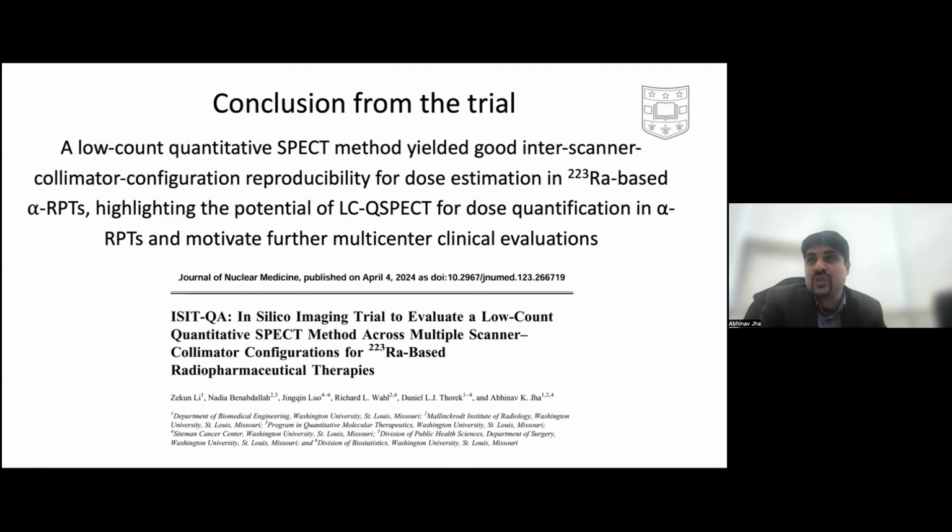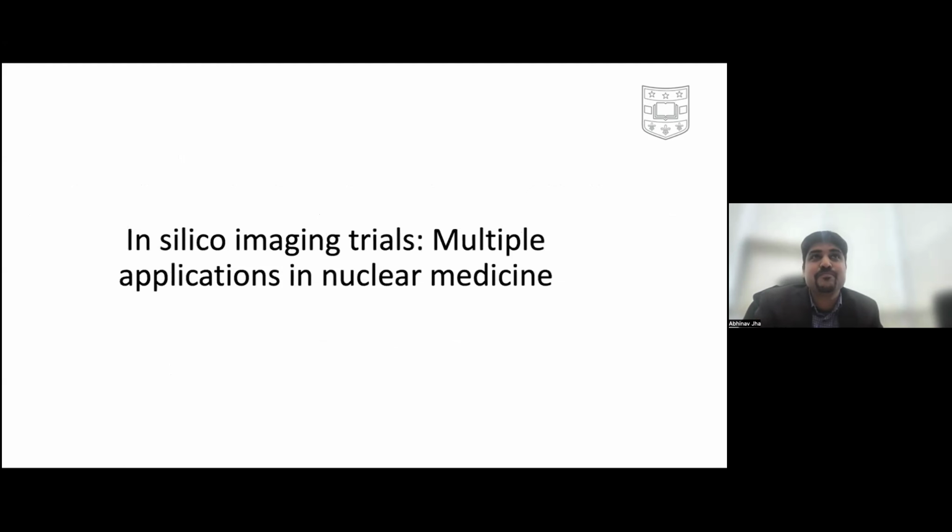So the conclusion that we got from the trial was that our primary endpoint was satisfied. So our low count quantitative SPECT method yielded good inter-scanner collimator configuration reproducibility for dose estimation in radium 223 based alpha particle radiopharmaceutical therapies, highlighting the potential of this for dose quantification in alpha RPTs and motivating further multi-center clinical evaluations.